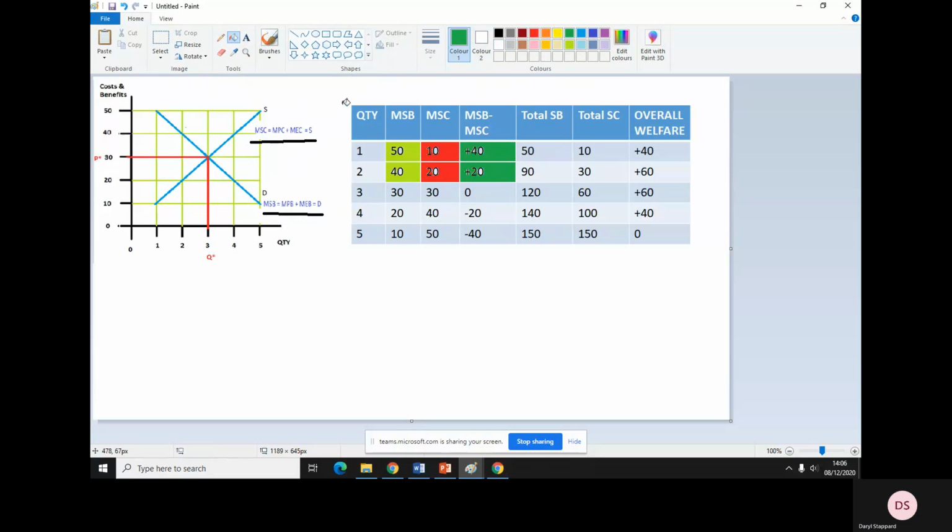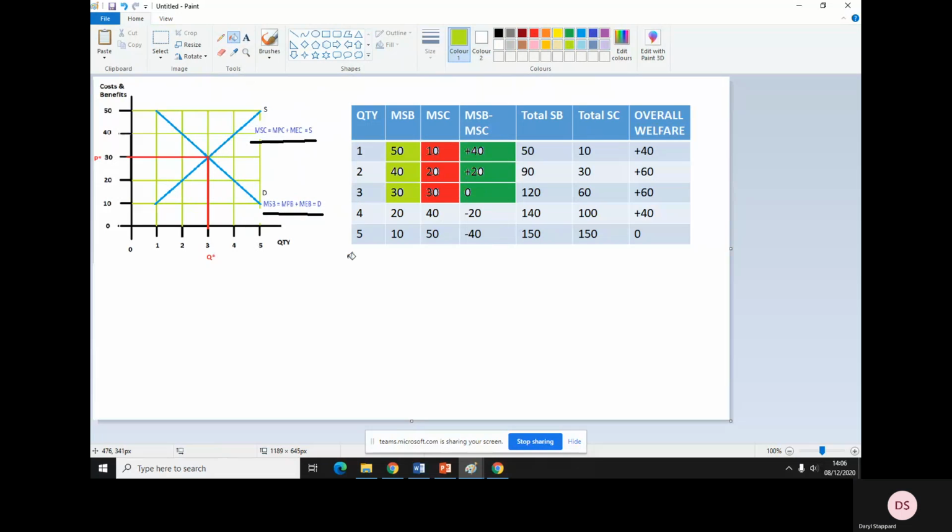Now the third one, look at this one. That third unit of output is creating 30 overall social benefits. So it's less than the previous two because of diminishing marginal utility. And this time the social costs is at 30. Now overall, we would be happy for people to produce and consume this third unit of output because the benefits are equal to the costs. It's absolutely fine.